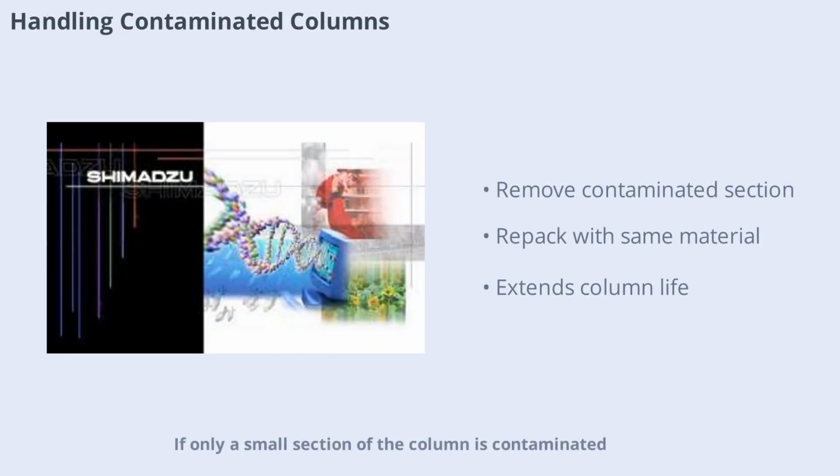If only a small section of the column is contaminated, you may be able to remove and repack just that part with clean packing material. Always use the same size and type of material as originally used in the column. This approach can extend column life and reduce costs.